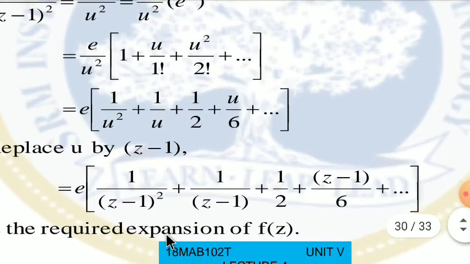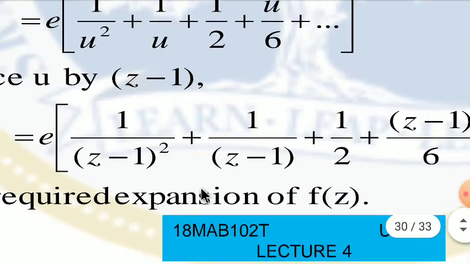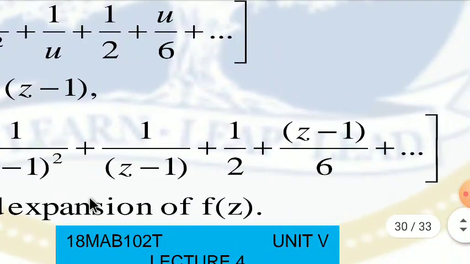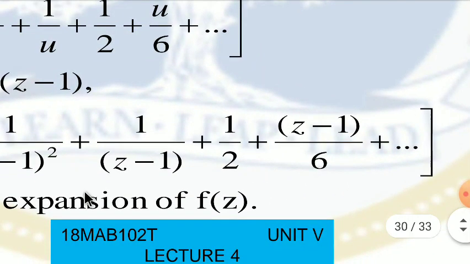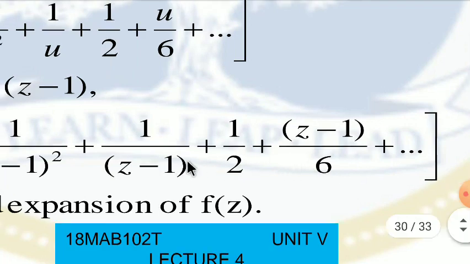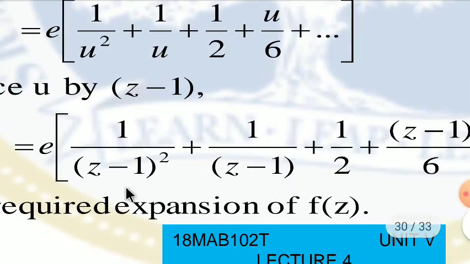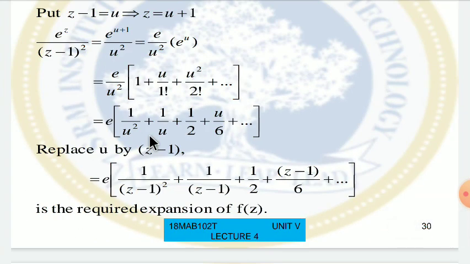In this one, how many terms are there in the regular part? Infinite number. There are positive powers of z minus 1 going up to infinity, but only two terms in the negative powers, that is the principal part. So there are only a finite number of terms in the principal part, right? So this is the idea. Got it?